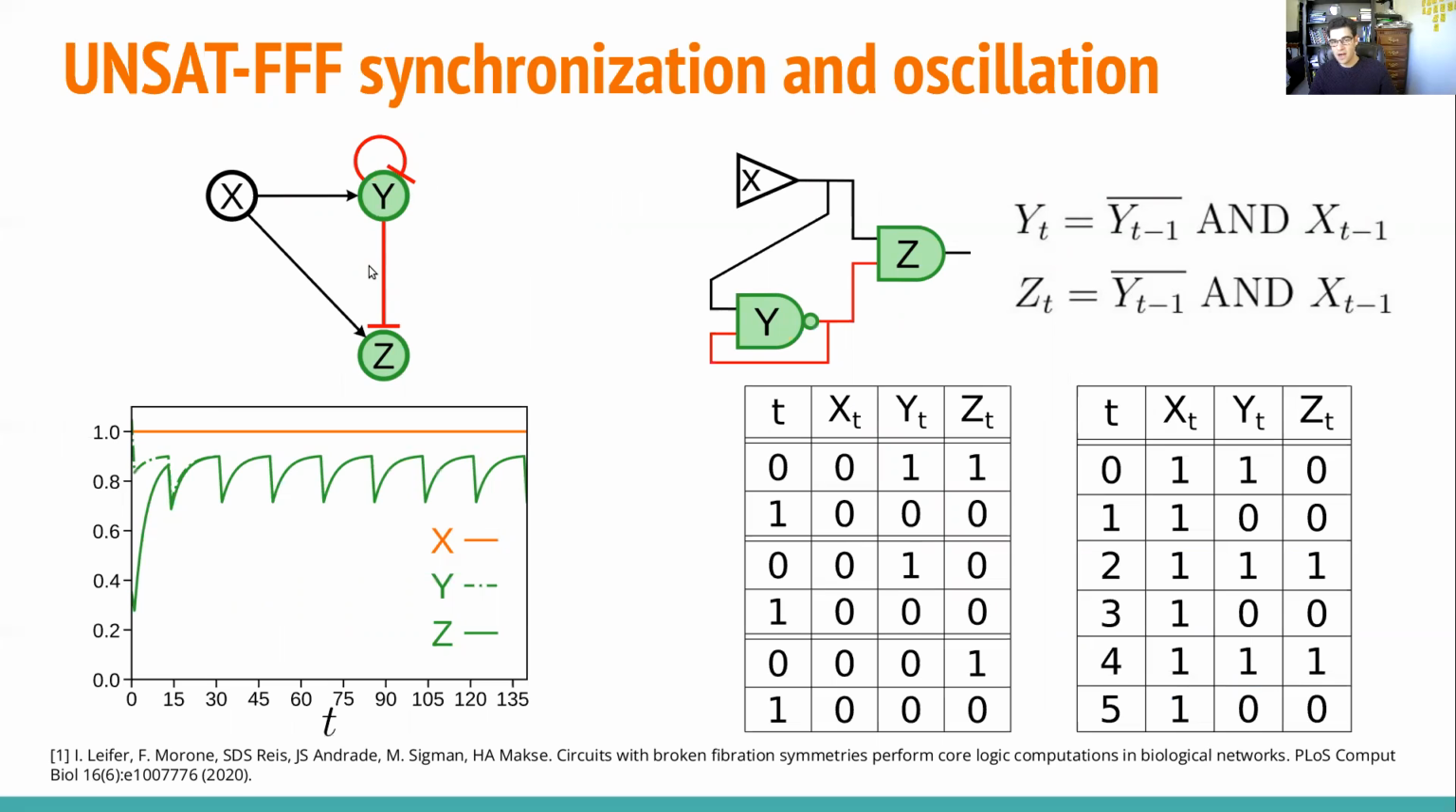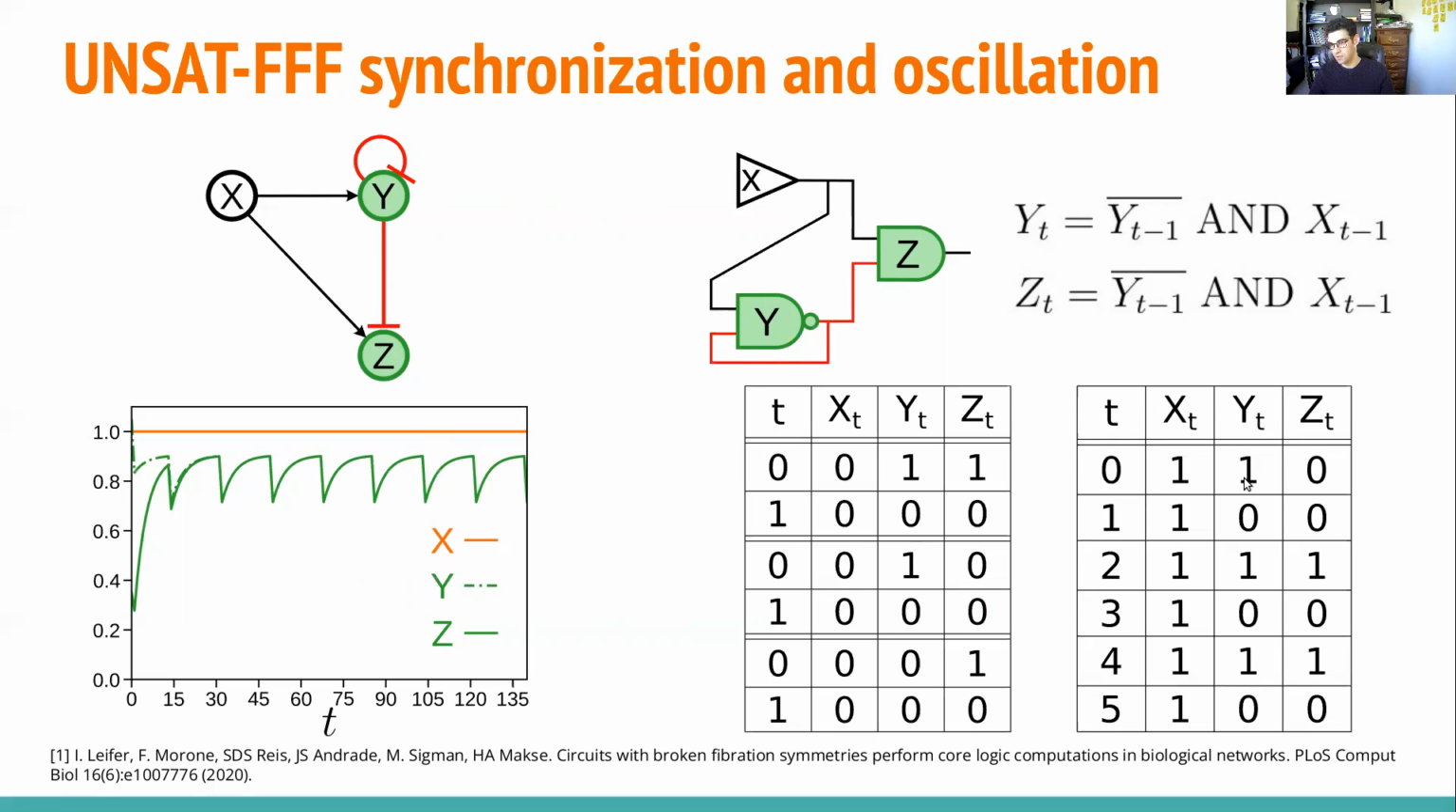So we consider this one, SAT-FFF, here that has this negative self-loop part, and then there is another edge, and then there is an external regulator. We can look at the electronic analog again that's written here with these equations, and that's what we see.